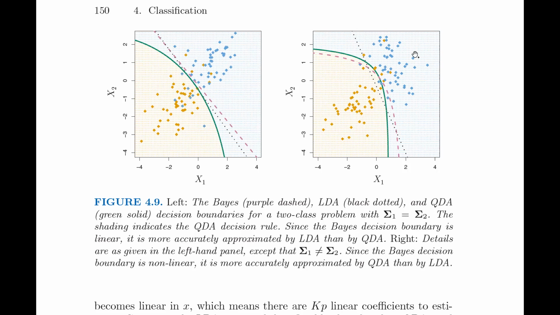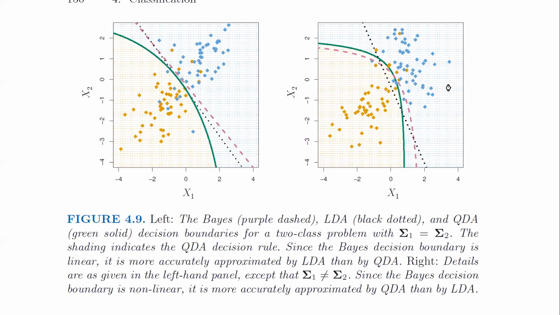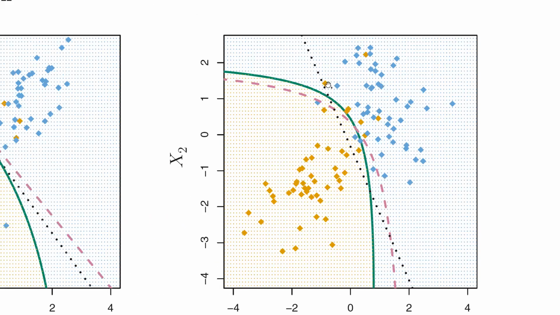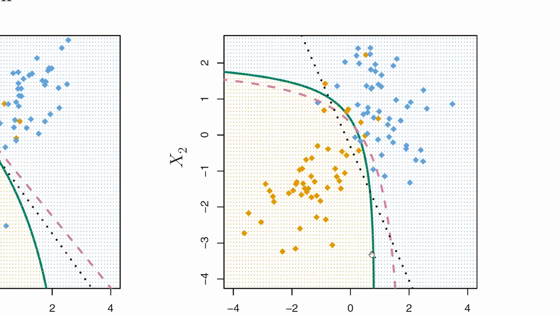But on the right, so on the left, the two covariance matrices were in fact equal to each other. So you can just use linear. But as would often be the case in real life, if the covariance matrices are not equal to each other, then QDA is better than LDA. QDA gives you this green, which is a lot closer to the true purple decision line.